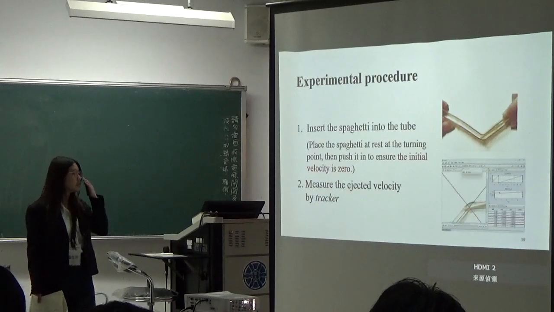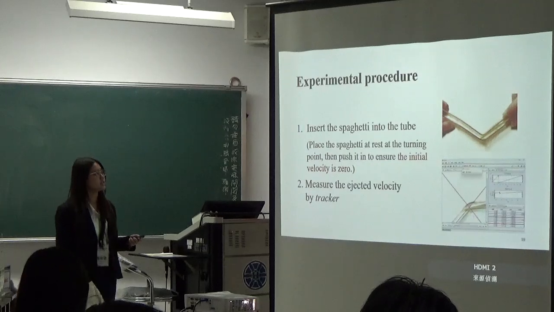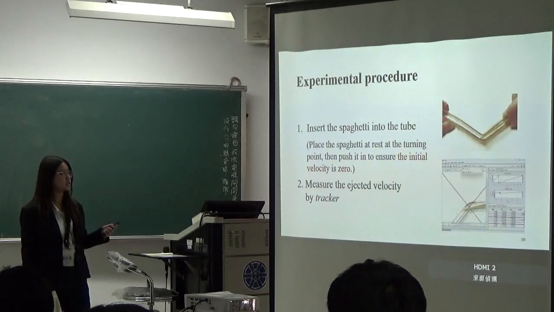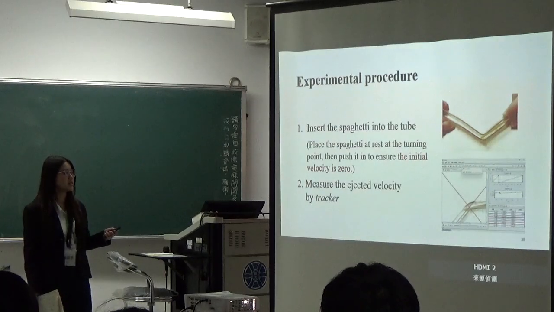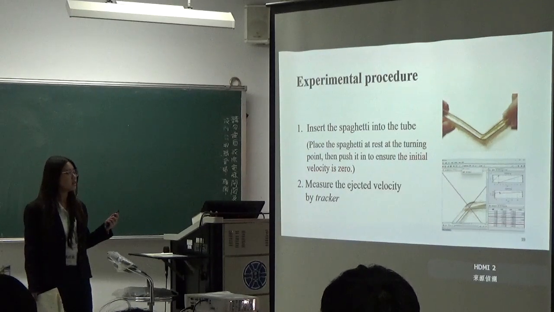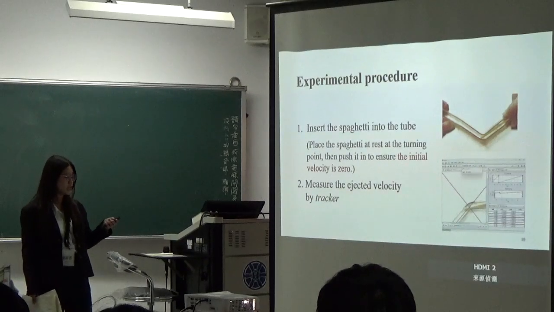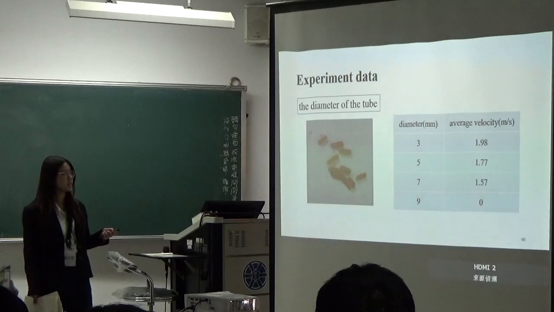In the experiment procedure, insert the spaghetti into a tube, place the spaghetti at rest at the turning point, then push it into an insert. The initial velocity is 0, and measure the inject velocity by shaker. And here's the data over here.